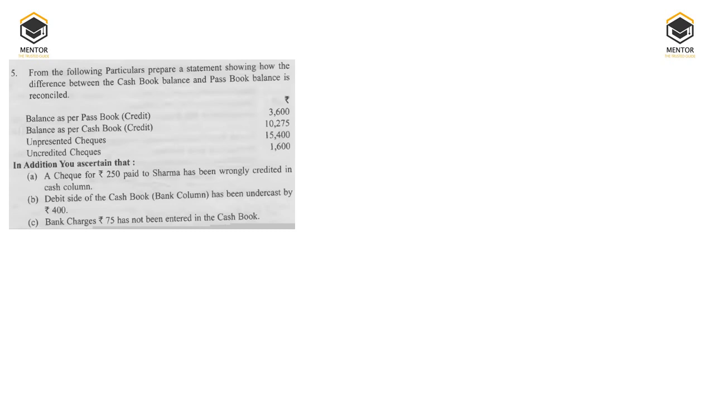Unpresented checks in the sense checks issued but not presented. Uncredited checks, checks deposited but not credited in the passbook. A check of 250 paid to Sharma wrongly credited to the cash column. Debit side of cash book undercast. This is very important. Undercast concept I will explain. Bank charges have not been entered in the cash book, right? So we read the question. We will start doing the answer.